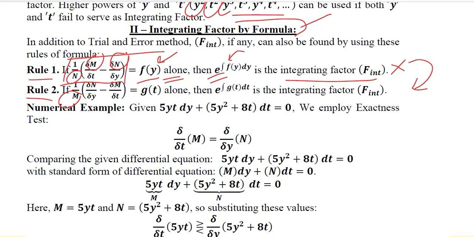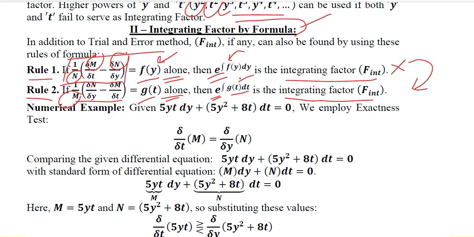You can compare these two formulas. They are quite a bit inverted. So by putting the values in this formula, we have to observe if the answer is in terms of t only, and if it is so, then we will take its integral with respect to t and put it in the exponent, and that will be the integrating factor. So either of these rules will hold, and that will be the integrating factor.